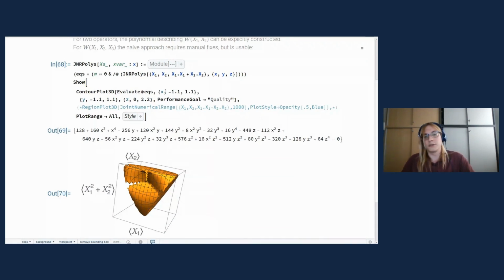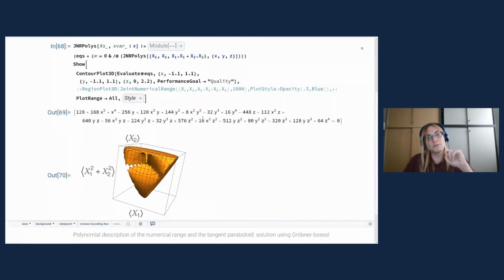All the constraints of a dual set are also polynomial constraints, essentially quadratic constraints. So we can just build, that's essentially what this function is doing, a set of polynomial equations and try to reduce some of the variables using Gröbner basis. So for two operators, it works perfectly.